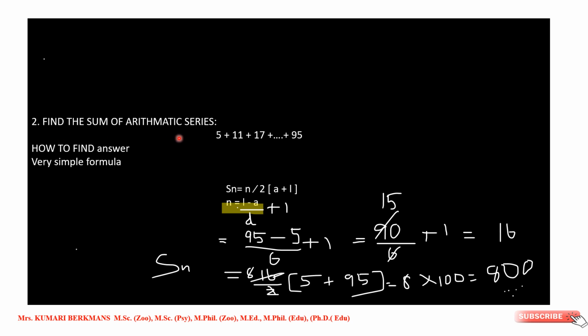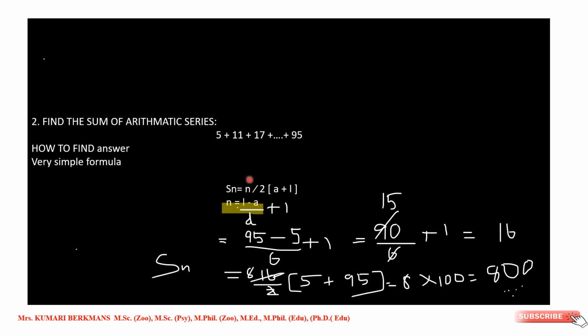Find the sum of the arithmetic series. What is that arithmetic series? 5 plus 11 plus 17 plus ... 95. This is the given arithmetic series. So how to find the sum of an arithmetic series? There is a formula, a very simple formula. You have to keep it in mind. It is Sn is equal to n by 2 times (a plus l).